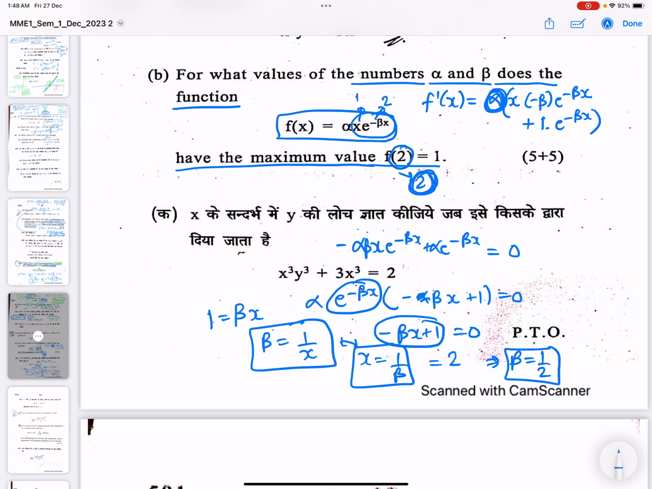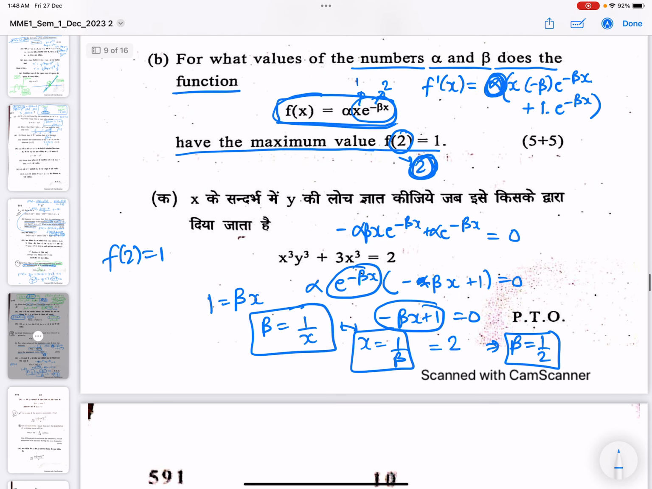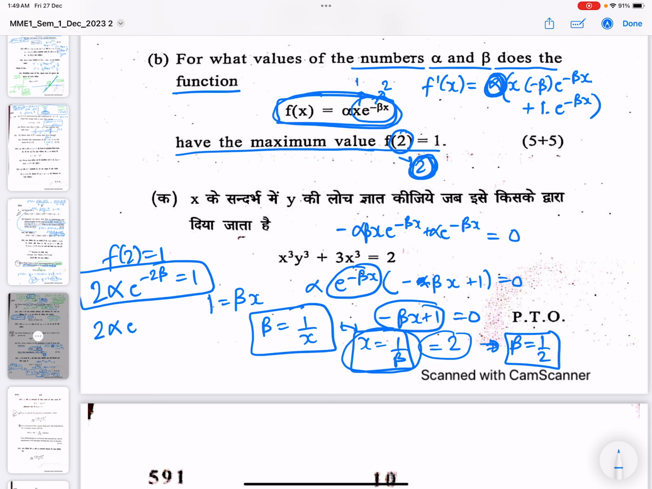And now we know f of 2 is 1. So putting the value of x equals to 2, we have alpha x would become 2 e to the power minus 2 beta is coming out to be 1. And with the help of the first order conditions, we know beta is coming out to be 1 by 2. So we have 2 alpha e to the power minus 2 into 1 by 2 equals to 1. So this is minus 1. This would be 2 alpha upon e is coming out to be 1.